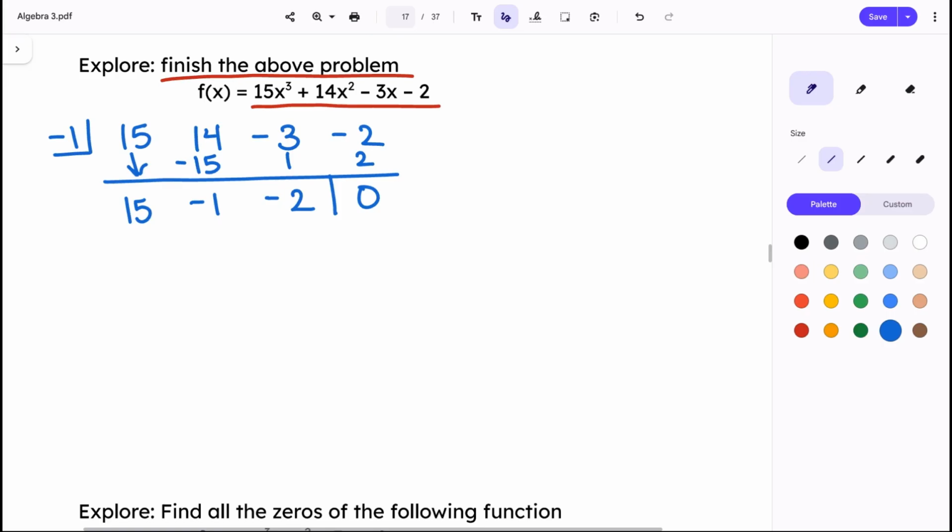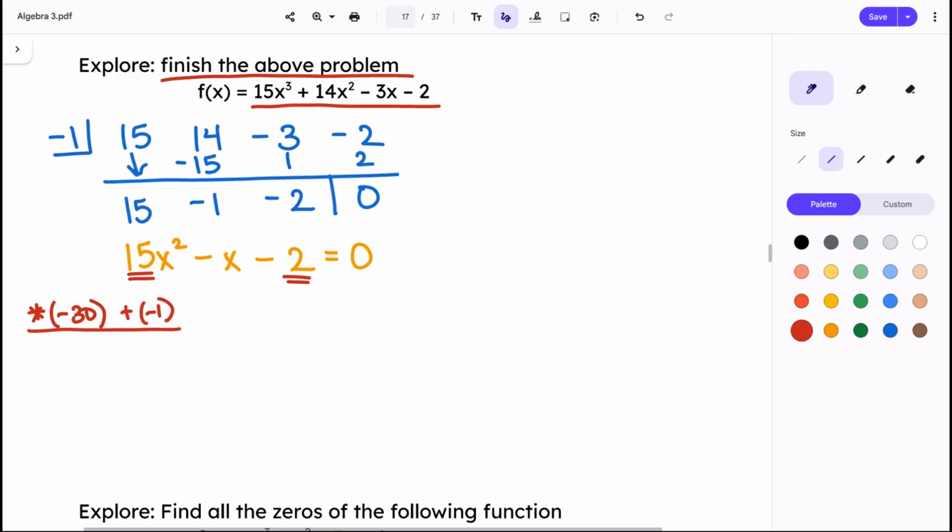Okay, how would I write my depressed polynomial? 15x squared minus x minus 2 equals 0. I think we had this problem before. I feel like we've seen this factoring problem in the past. Because what's 15 times negative 2? 30. So multiply to negative 30, and my middle term is a negative 1. Are there numbers that multiply to negative 30 and add to negative 1?